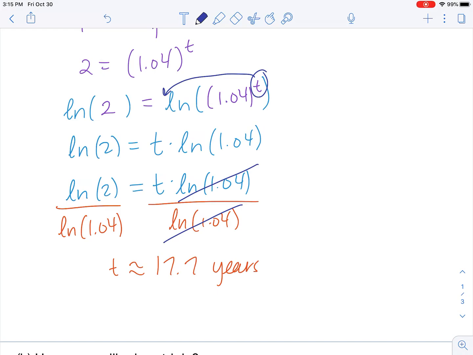So putting in your calculator the natural log of 2 divided by the natural log of 1.04, we get t is approximately 17.7 years. And to do that, the way that I have to type it in my calculator is like this. The natural log button, then the number 2, then I have to close the parenthesis for a natural log, then the division symbol, then the natural log of 1.04, entered in next, close the parenthesis, and then you should get approximately 17.7 after hitting enter.